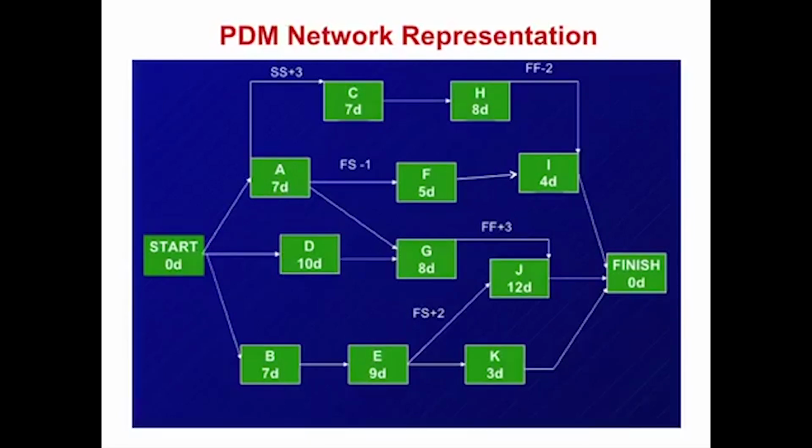Where you have other relationships, you show them, so you can see this is a start, and where there is lead or lag, of course you can show it here. Here again you have finish to start with a lead, finish to start with a lag. So this is G and J, it is a finish. This is what the network representation for PDM looks like.